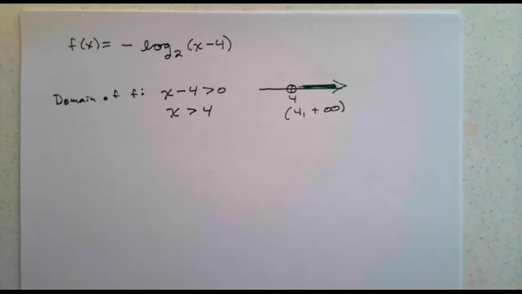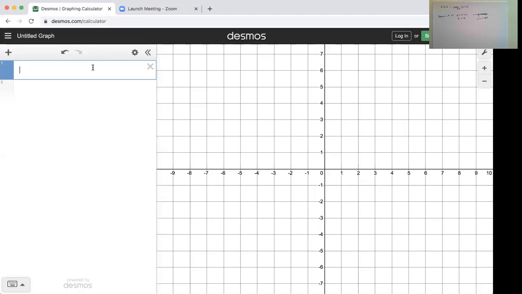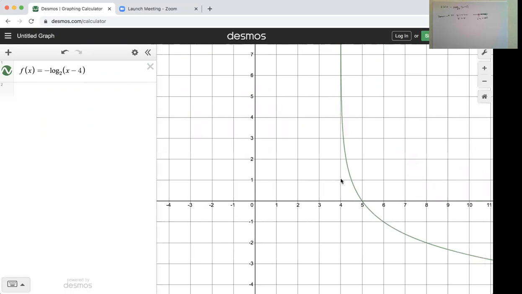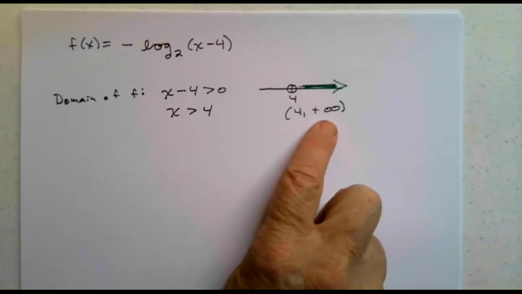Let's take a look at Desmos and see if that gives us the same answer. So f of x equals negative log, to get the base, shift underline, log base 2 of x minus 4. And let's look at the domain. What are the x values I see? Well, x could be 5, it could be 6, it could be 7, it could be 4.5, could be 4.1. Notice it's getting very, very close to 4, but never actually getting to 4. What did we say the domain was? We said the domain was 4 to infinity, so that looks pretty good.